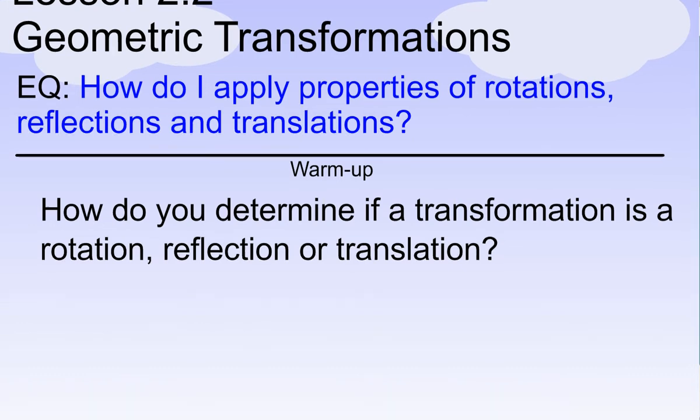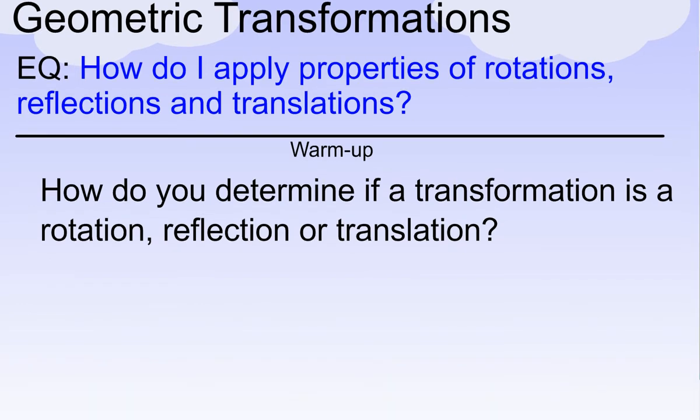So hopefully you remember from when you did the Explore activity before Lesson 2.1 or during Lesson 2.1 that a translation is when you have a shape and it just moves from one place to another. So it's sometimes referred to as a slide or a glide or a move. So that's a translation.